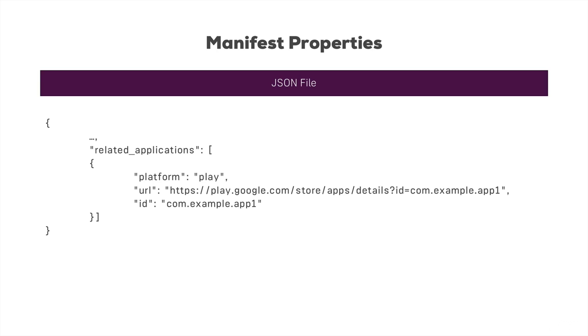So these are the main properties you want to know. Now that's a lot of theory. Let's now add them to our project and let's configure our application in a way that we can actually add it to the home screen and have a nice display.